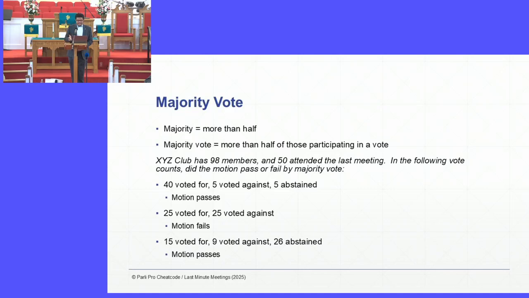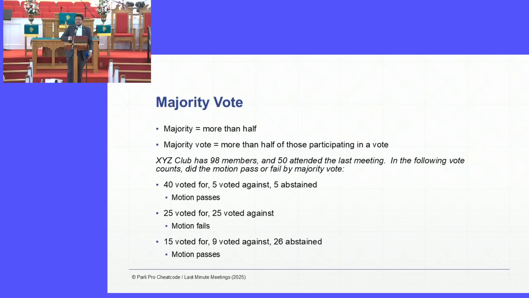And so for the example we have here, these motions pass or fail by majority vote. In the first example, we have 40 yes votes, 5 no votes, and 5 abstains. Does that motion pass? Well, you have the answer up there already, but it passes, right? Because 40 is more than 5, right? Think about the alligator hands and chalkboard from elementary school. Which number is bigger than the other one, right? That's what we're getting at with some of these things, right?